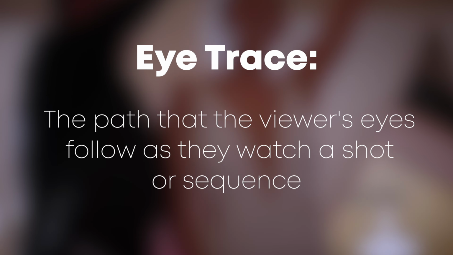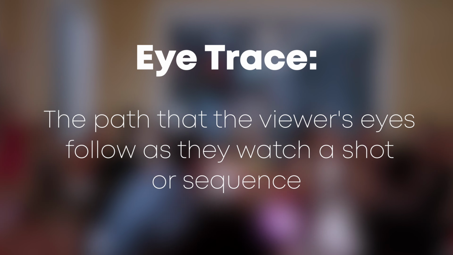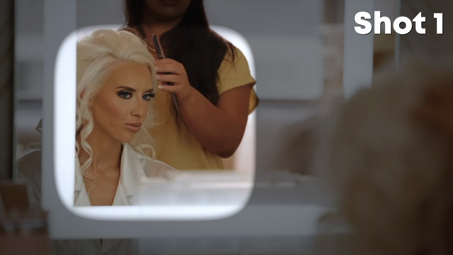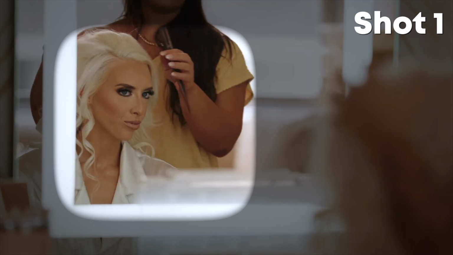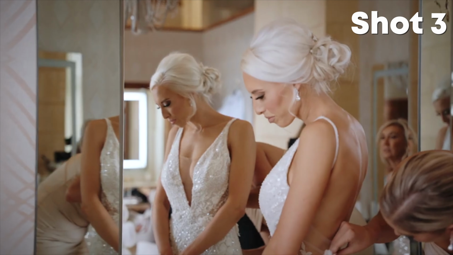As an editor, we really need to consider the movement of the audience's gaze as they watch the footage. This is known as eye trace, and it can greatly affect the overall impact of a scene. Eye trace refers to the path that the viewer's eyes follow as they watch a shot or sequence. When we have this in mind while editing, we're more mindful of the sequence of shots that we use so they're smooth and easy to follow. They're not jarring to the viewer's eyes.